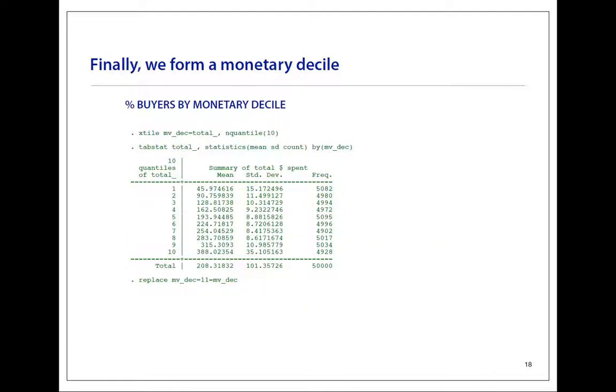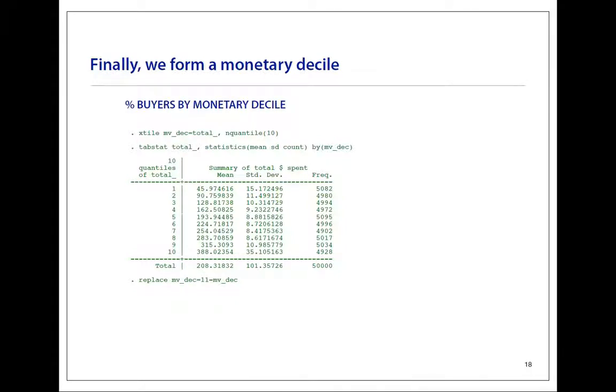We do the same thing for monetary. Here you can see monetary has exactly 10 groups. Each group has a group size very close to 5,000. This is because money is more continuous than frequency. It's as fine as the level of cents, the unit of cents. So that's why we can easily generate 10 groups with equal size.